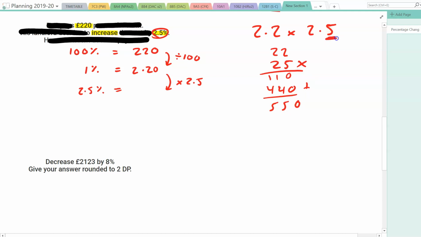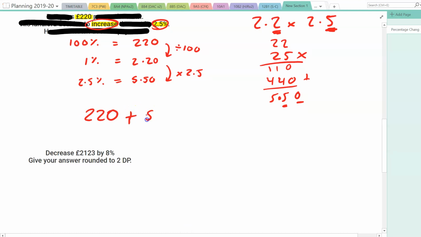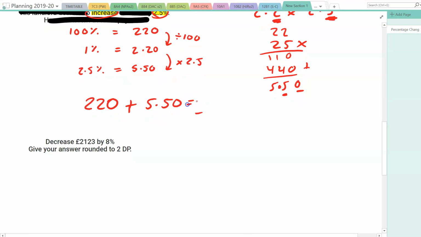But I've got 1 decimal place, 2 decimal places, so I need 1 decimal place, 2 decimal places, which means my decimal point goes there, so it is £5.50. So I need to, back to the words, increase 220 by £5.50. So that is £225.50.